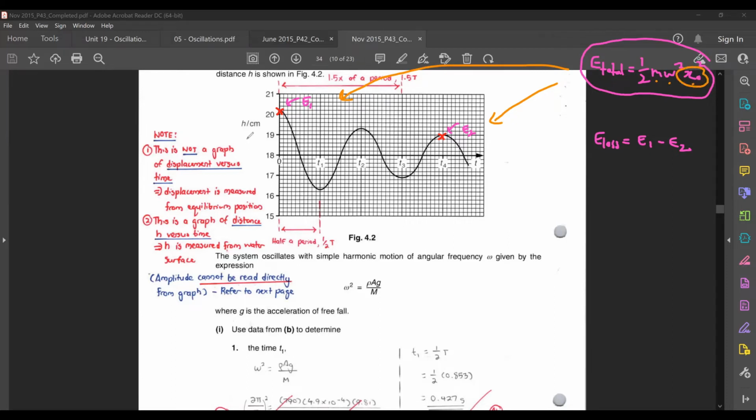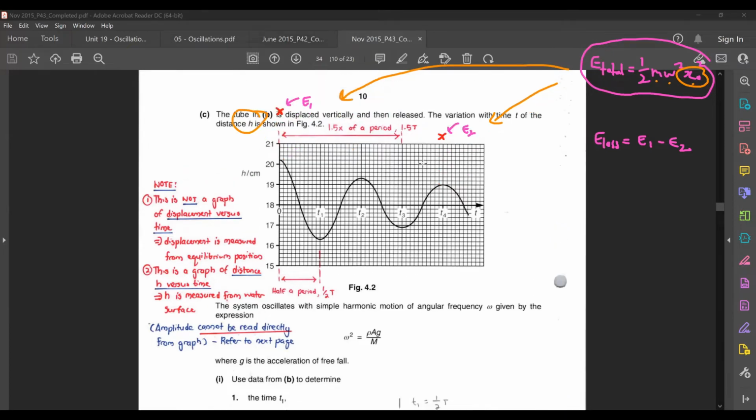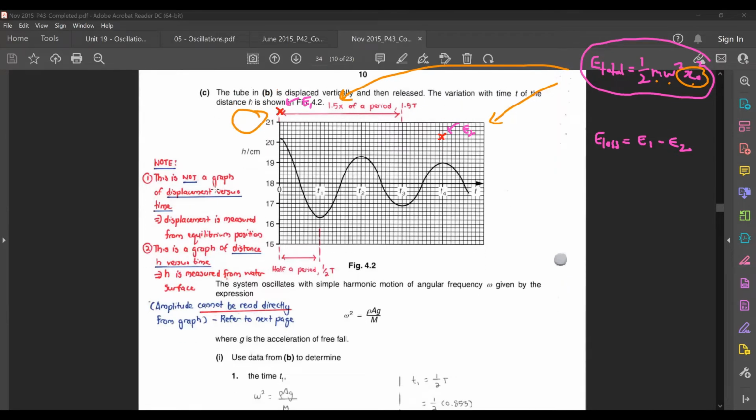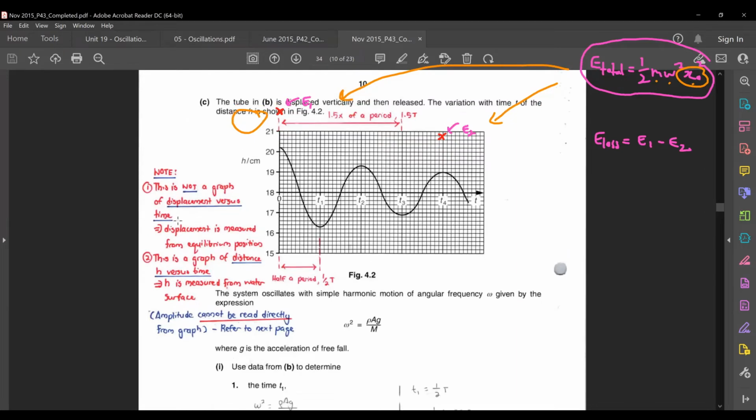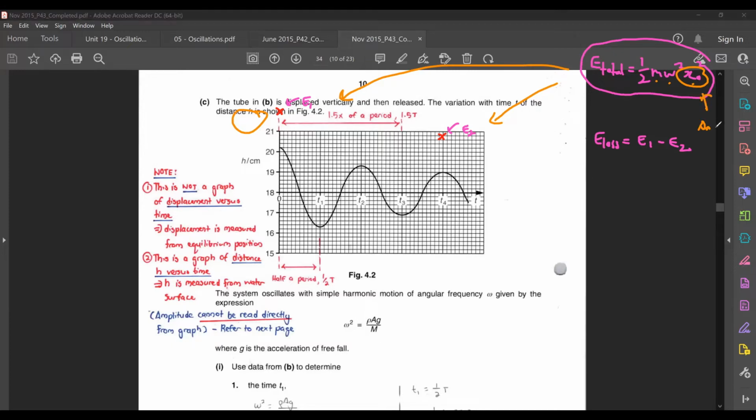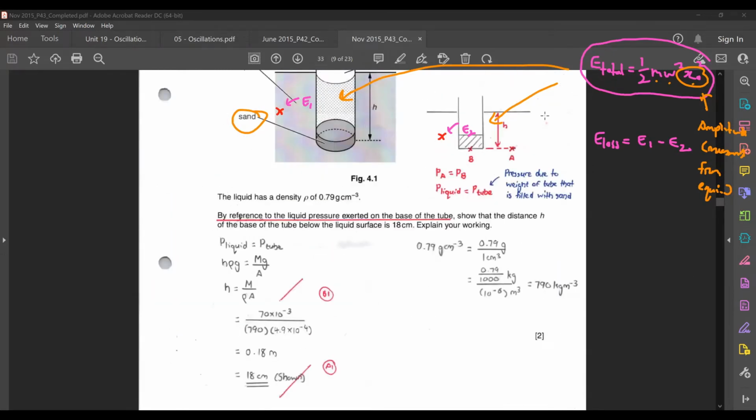You may think you know the value, but actually there is something a bit different about this graph, because if you read carefully, this is a graph of distance h versus time. It is not a graph of displacement versus time. When you're talking about your x naught here, it is actually your amplitude. It must be measured from equilibrium.